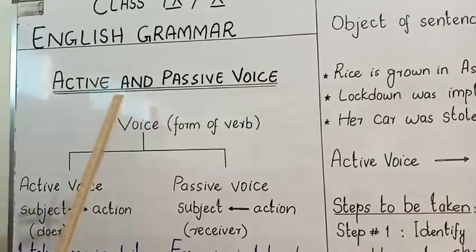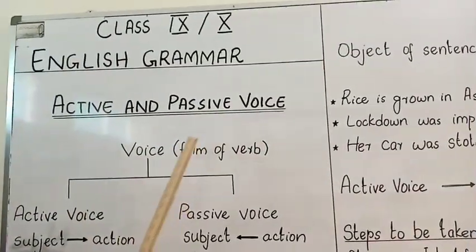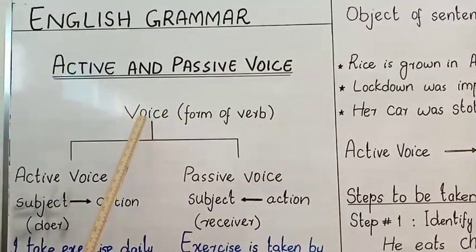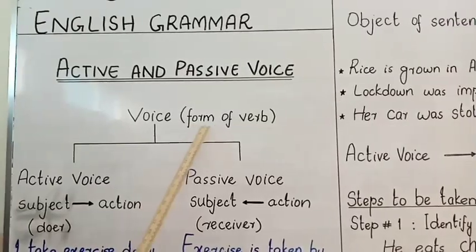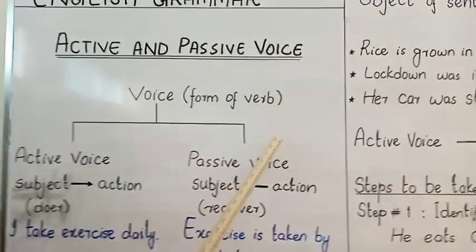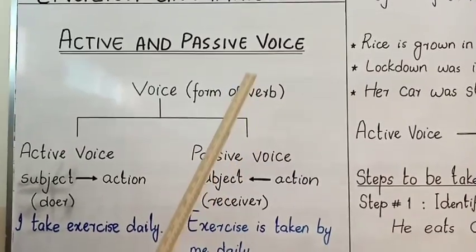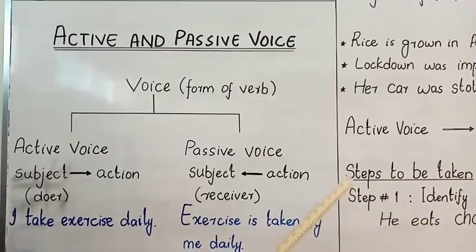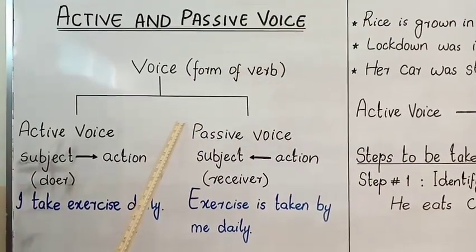So before doing active and passive voice, we should know what is a voice. So a voice is a form of word which tells us whether a subject is doing some action or some action is being done on the subject.